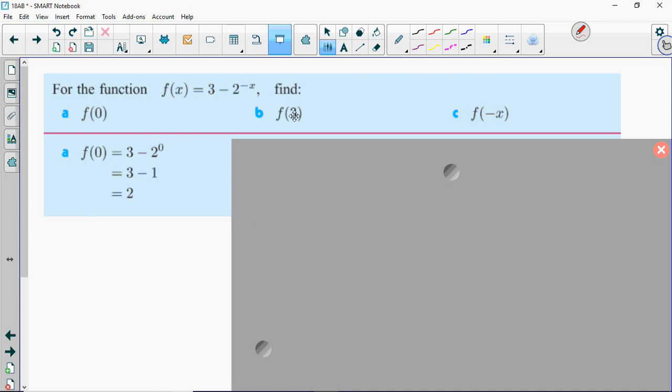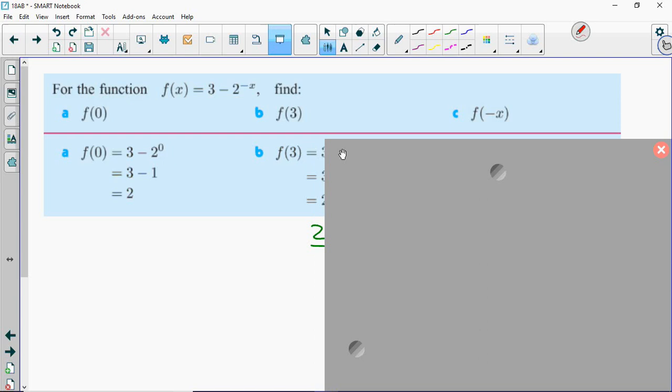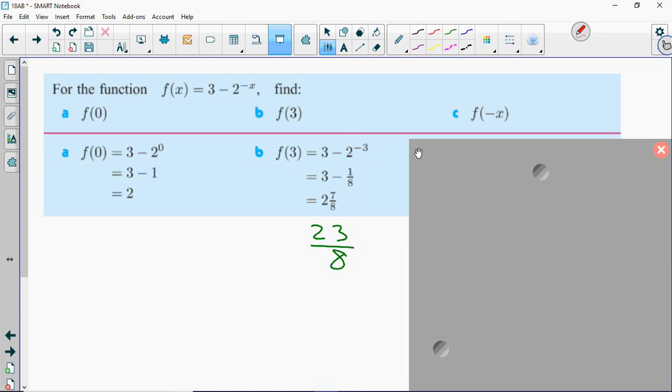Next one's going to be f of 3, so this is going to be 2 to the negative 3. Now, a negative exponent means that we're going to take the reciprocal and make it positive, so that'll be 1 over 2 to the 3. 2 to the 3 is 8, so now this is 3 minus 1/8, and 3 is equal to 24/8, so our final answer should be 23/8. They gave their answer as a mixed number. I prefer the improper fraction.